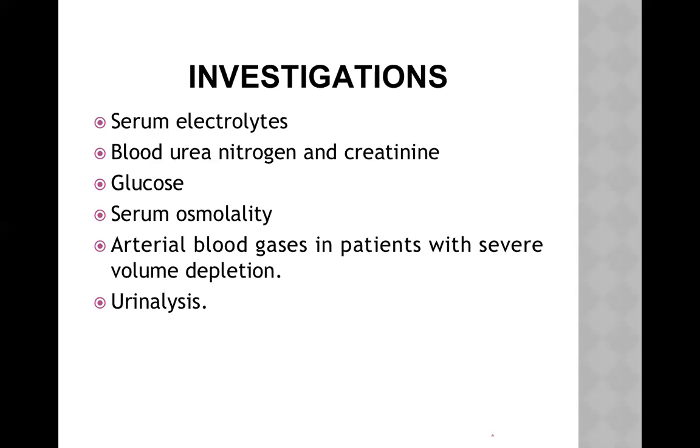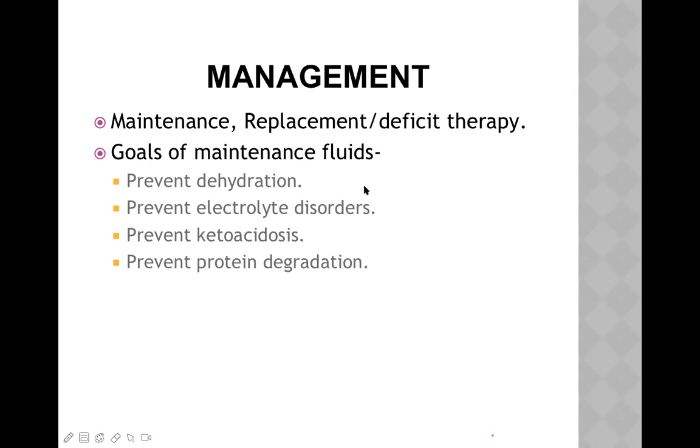Arterial blood gas or ABG analysis is done in severe volume depletion or dehydration. This is a state of shock. This is a condition of hypovolemic shock, and usually in case of shock there is metabolic acidosis. We can diagnose that with the help of ABG. And urine analysis: in case of pyelonephritis, there is a chance of diarrhea and vomiting, so it will be confirmed by urine analysis. Regarding the management of dehydration, we have to know the concept of maintenance fluid, replacement, or deficit therapy.